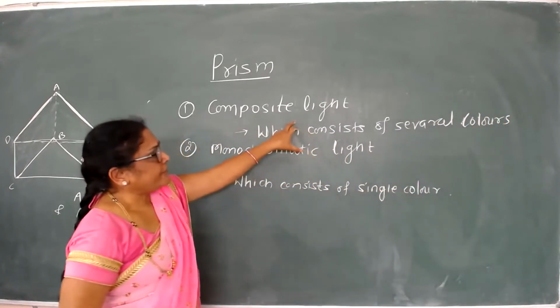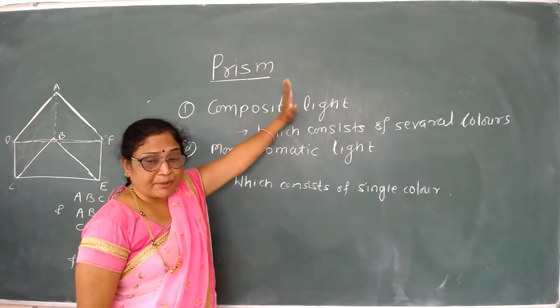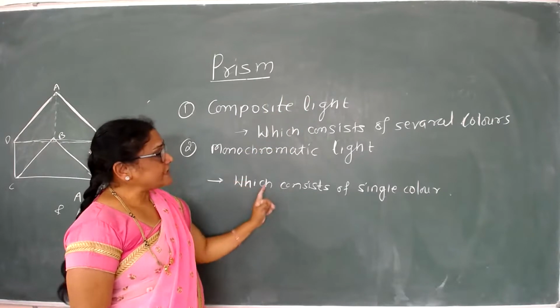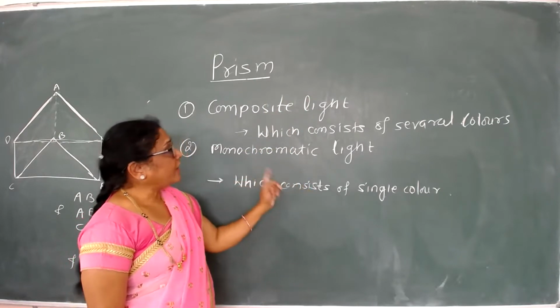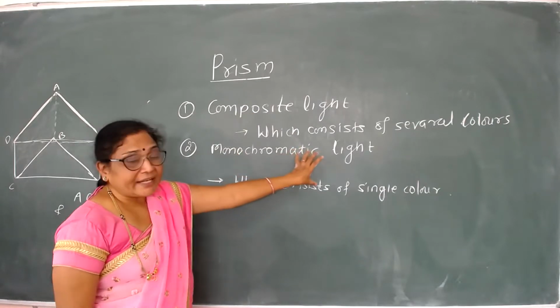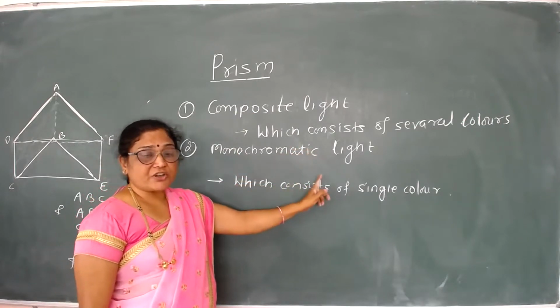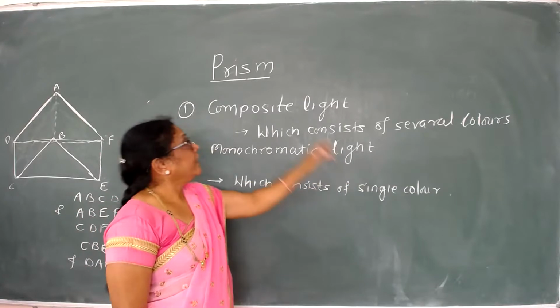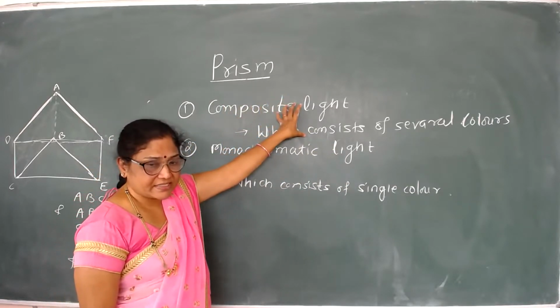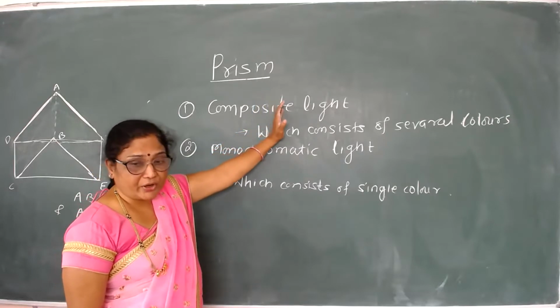So in this type, light is propagated from one place to another in two forms. One is known as monochromatic and the other is known as composite. Monochromatic light is that which consists of a single color, and composite light is that which consists of several colors, meaning a number of colors.